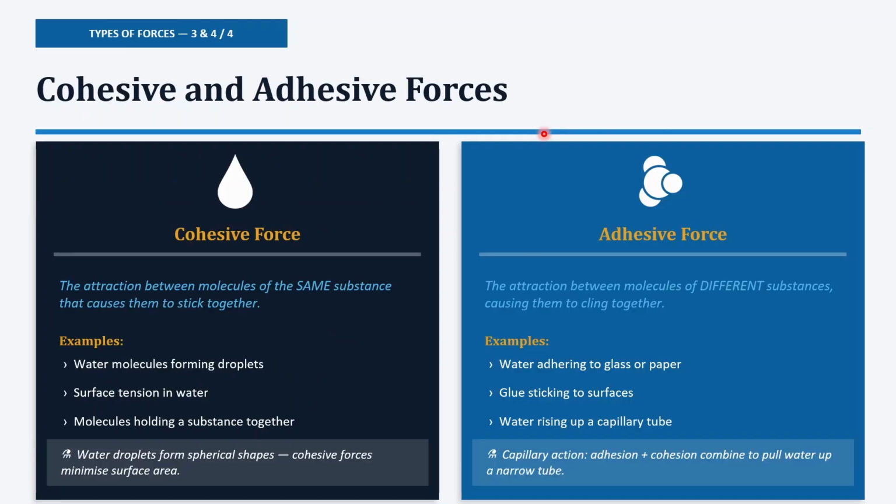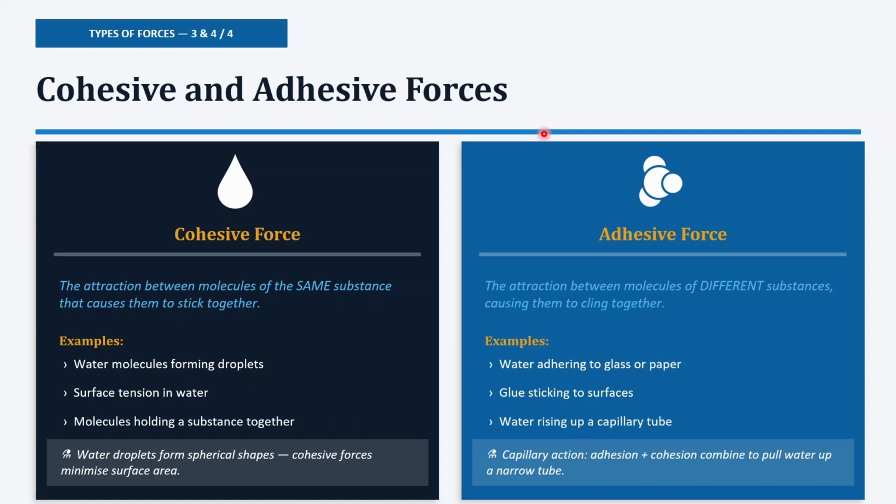Let's look at the third and fourth types of forces that we have. We have cohesive force and then adhesive force. Let's talk about cohesive force first. So cohesive force is the force of attraction between molecules of the same substances, and it usually causes them to stick together. So if you have seen mercury before, mercury has high cohesive forces and it causes the molecules of mercury to stick towards each other.